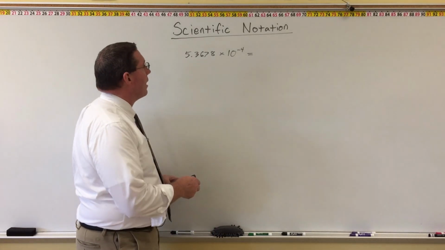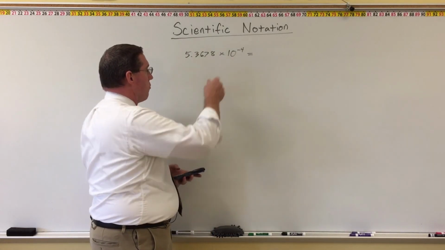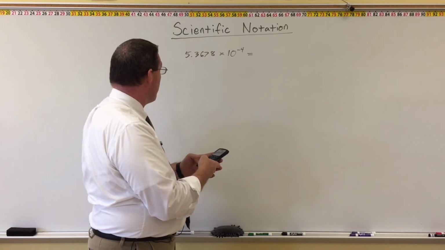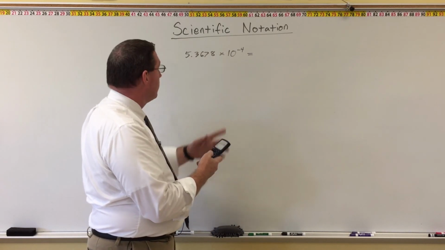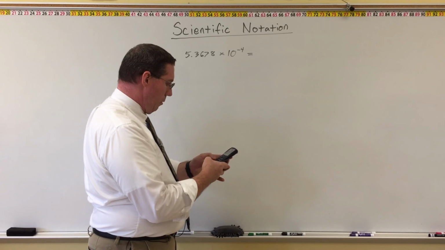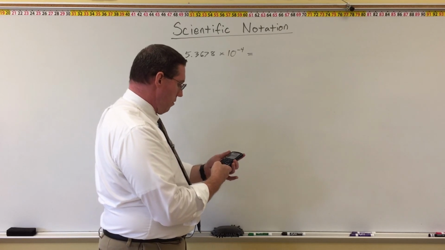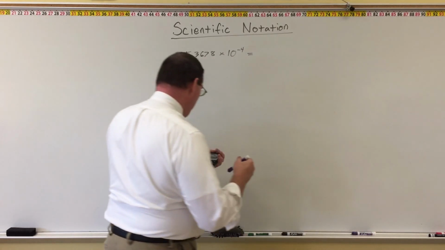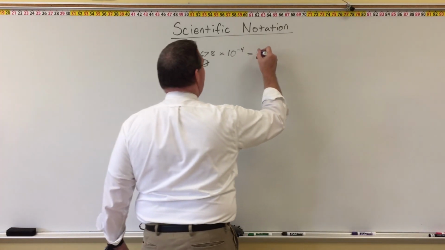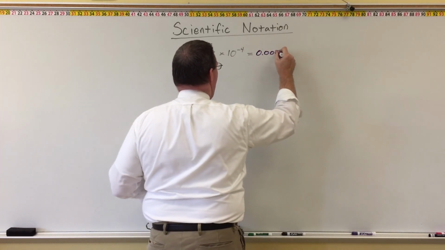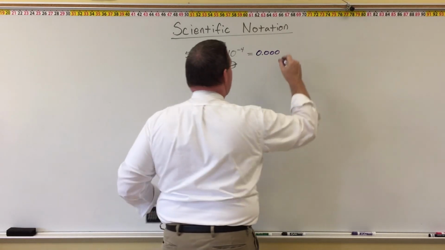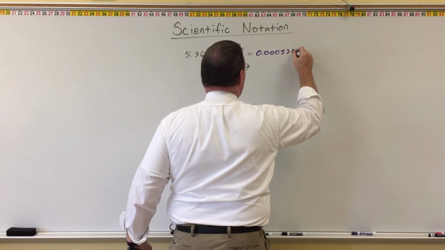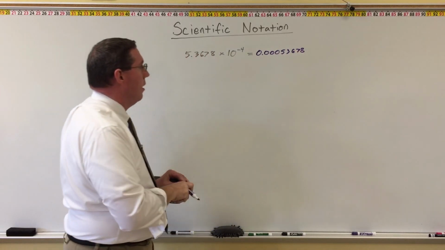Now, this one can actually be done in the calculator. I can just key this right in the calculator: 5.3678 times 10 to the power of negative 4. Press enter, and I get the correct answer, which is 0.00053678.